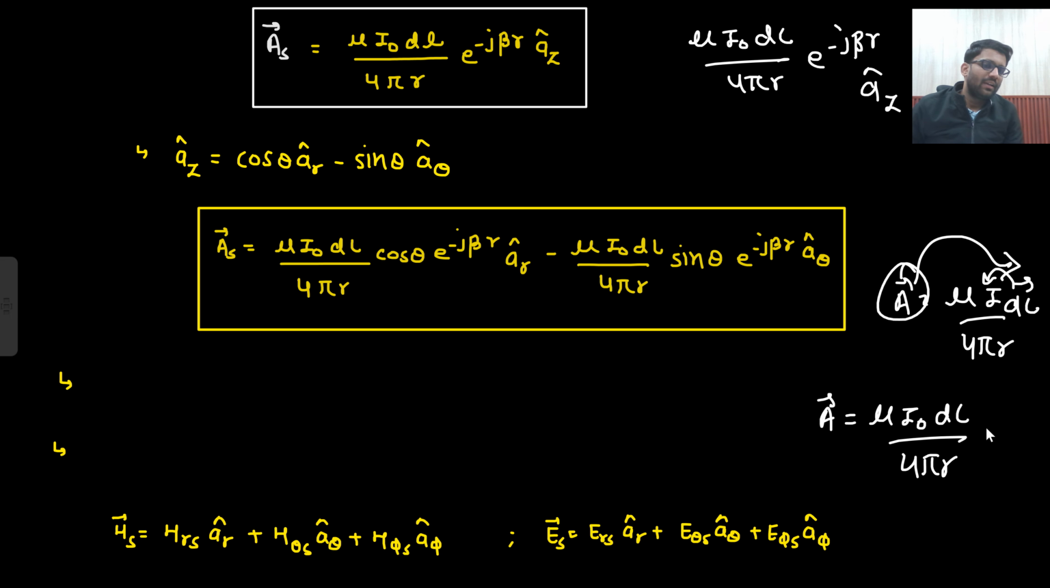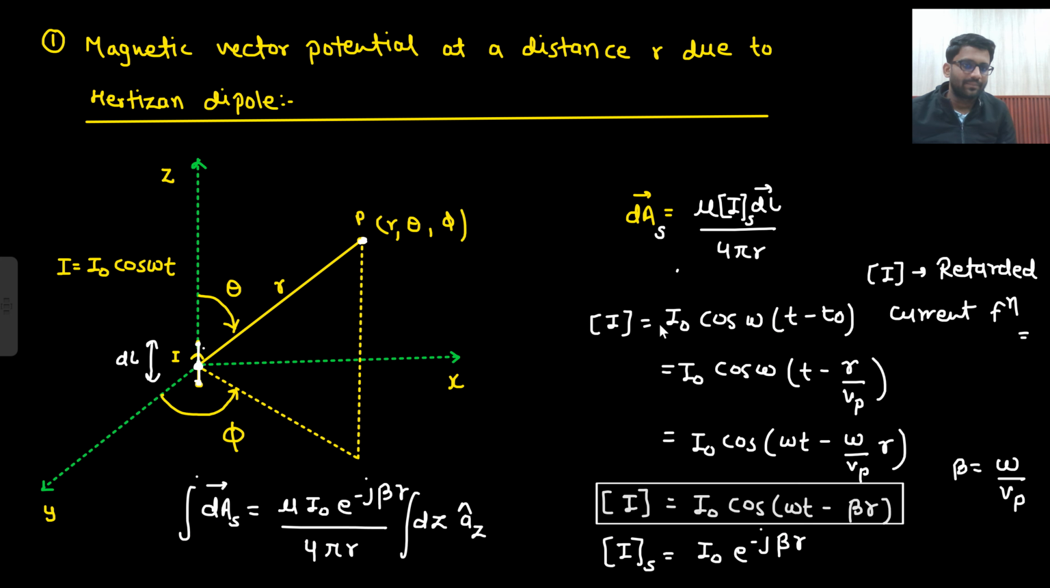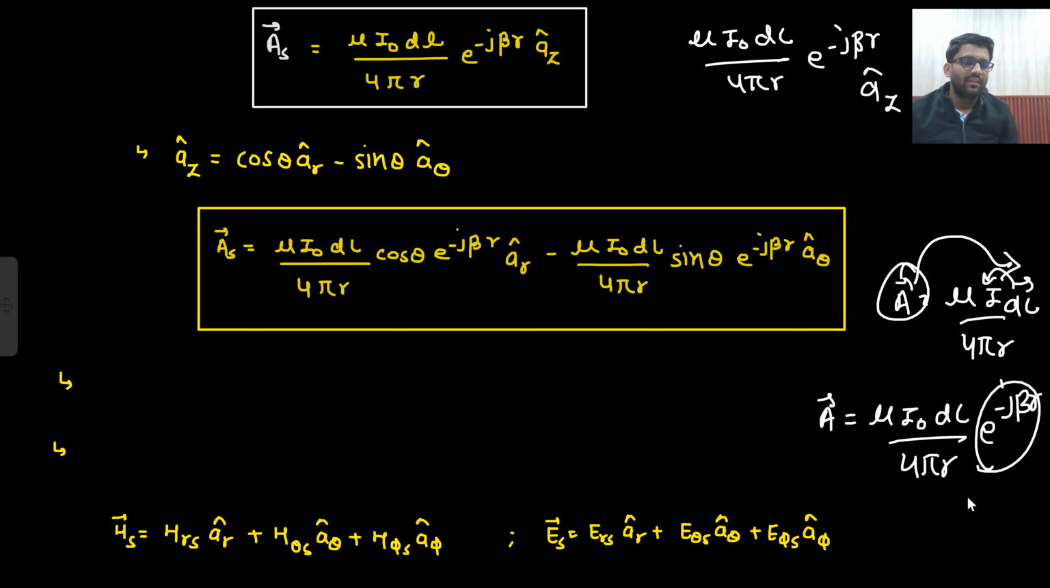Now I need to write down along with that, the phasor form will also come, e to the power minus j beta r. Why is this coming? Because you are writing down the magnetic vector potential at point P, which is far away. That means it will take some time to reach there. So that's why I need to subtract it. So that's why this phasor form will also come, and then the direction I need to tell, which is the same as the current direction. So if you remember this expression directly, you will be able to write it down.